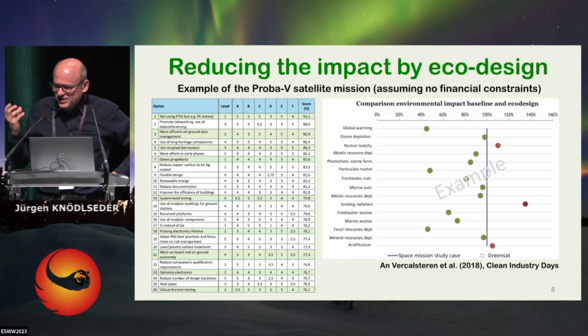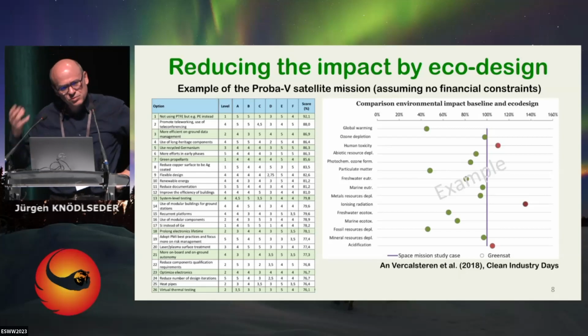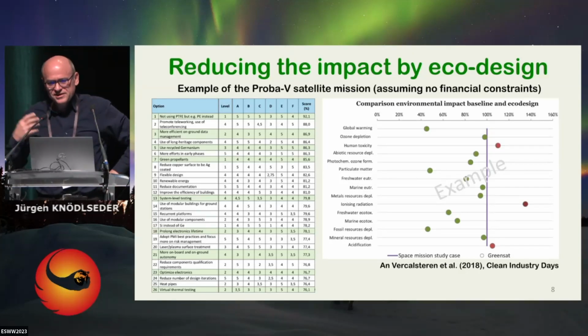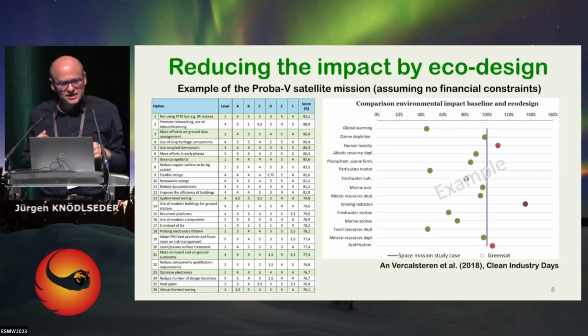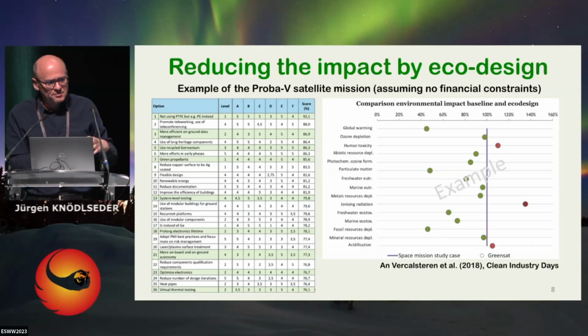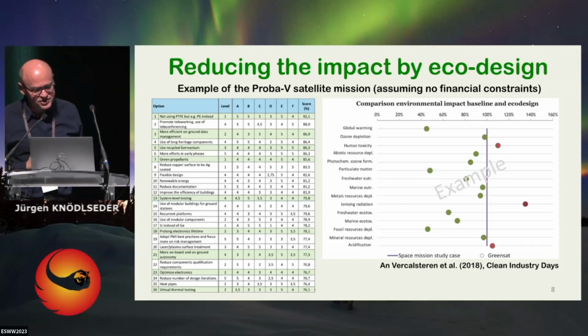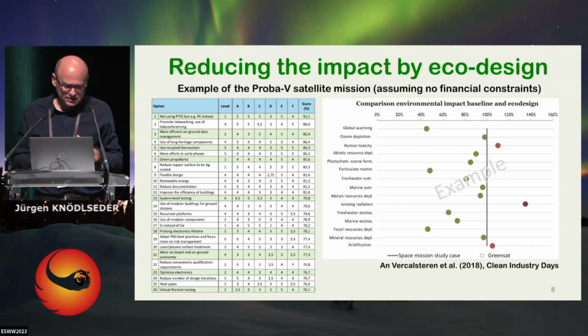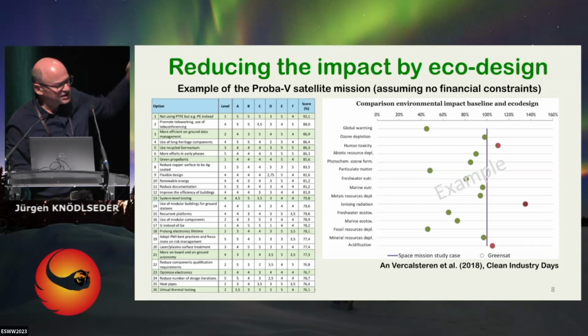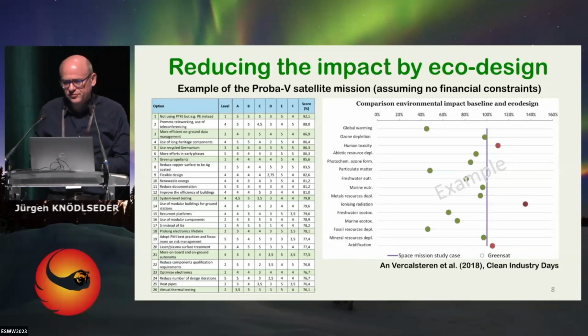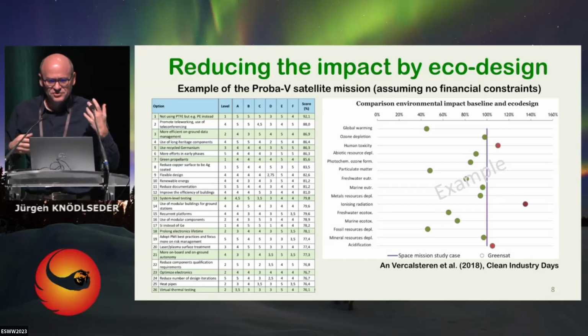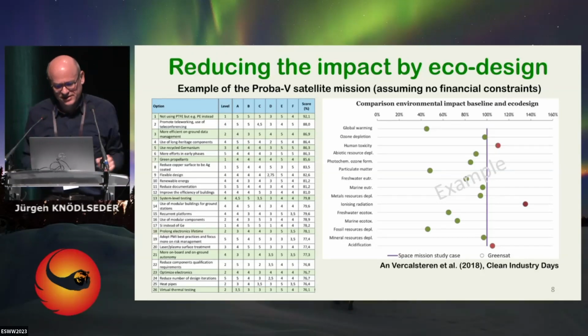Now, the real question is, okay, now we have all this information, what can we do about that? So one idea is, of course, what is called eco-design, which is basically trying to do the same thing, but just in a green way. And this is here an example of an ESA mission, Proba 5, where there was a study with a long list, as you see it here on the left, of things that could in principle be improved, assuming there are no financial constraints, just assuming stuff that you could do differently, without considering finances here.